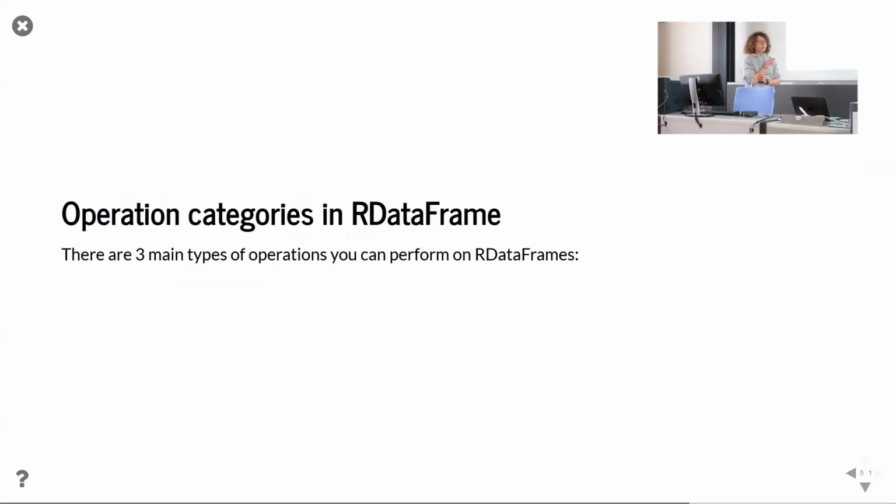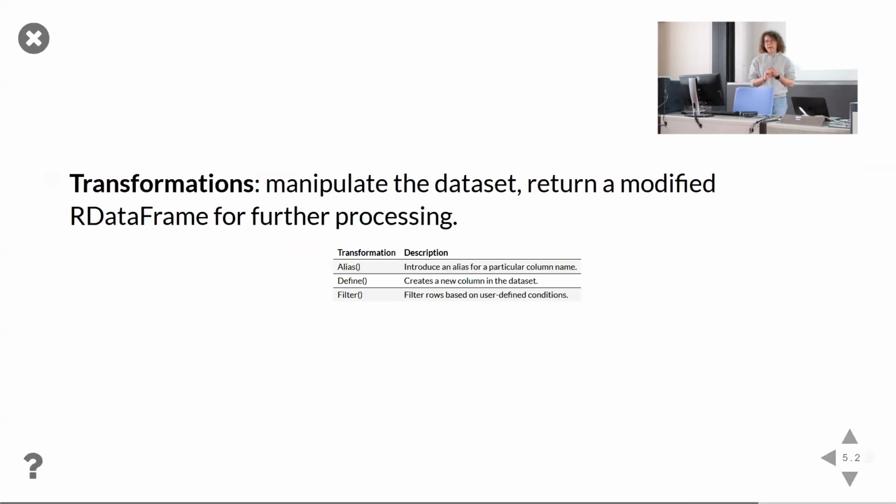I just want to give a summary of the types of operations that we have in RDF, and there are 3 main types. The first one is transformations, which is the category of filters and defines, and there's also one called Alias, which lets you rename certain columns. There's a bunch more that you can find in the documentation. It really modifies the actual data frame that you're using for your processing.